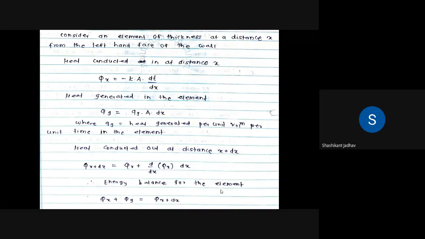So write down the equation for heat generated in the element. Heat generated in the element: capital Qg is equal to small qg into A into dx.